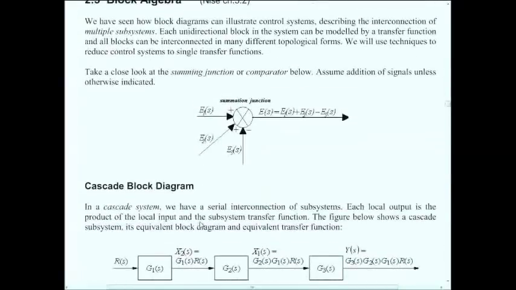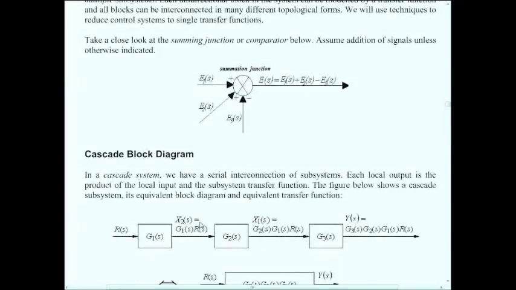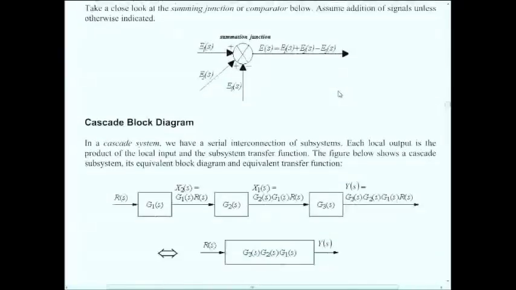Block algebra. First thing, the simplest of blocks is the summing junction. We've seen it before, but we didn't really go into the mathematics of it too much. Essentially, it takes these signals as inputs and combines them based on the signs that we put at the arrowheads of the signals. So the sum is, in this case, this one positive added to this one positive added to this one negative. And you can change the signs how you please. So it's a sum of signals.